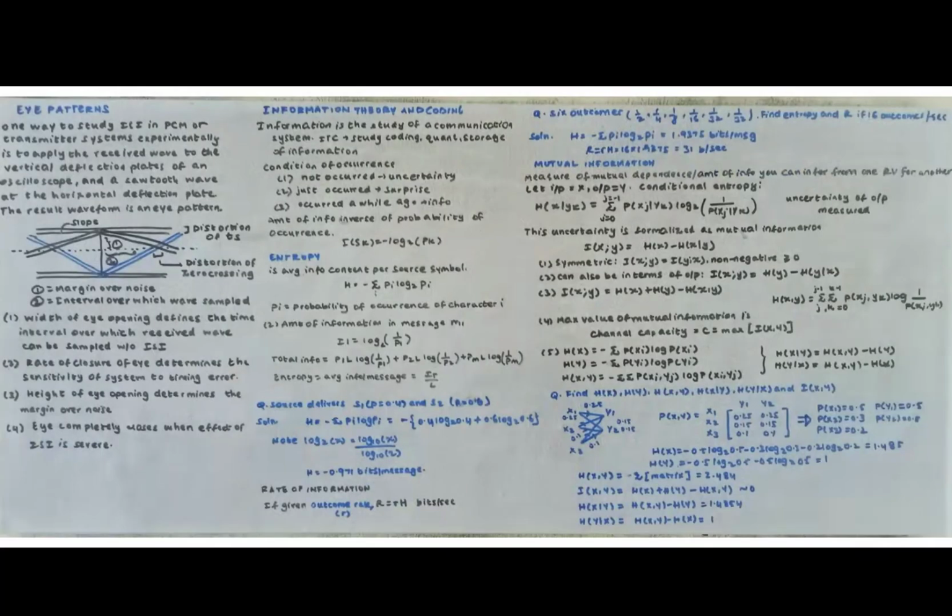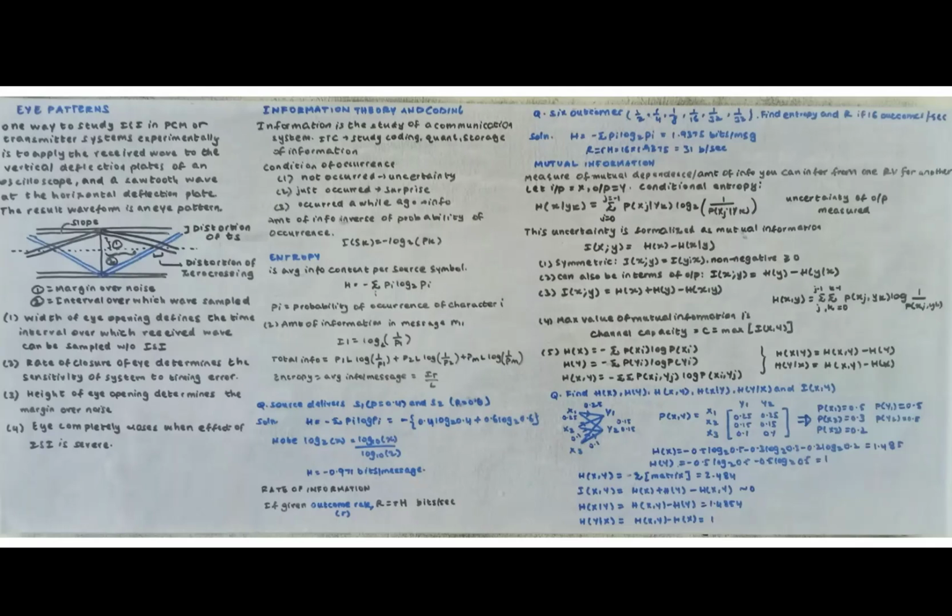Then the final part of theory for that module is that one way to study ISI in PCM or transmitter systems is to apply the received wave to the vertical deflection plates of an oscilloscope and a sawtooth wave to the horizontal deflection plate. The resultant waveform you get is as such in this diagram. You have three things to note in the diagram. The first is slope, which is the slanting of the wave. Second is the distortion of T_S, which is the gap between the first and second line on top. The distortion of zero crossing is at the intersection point.